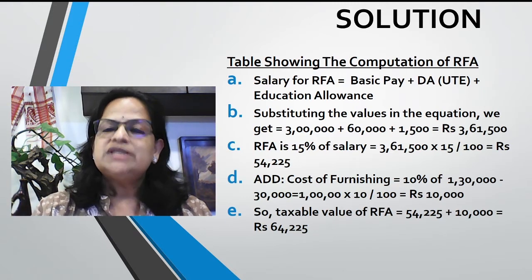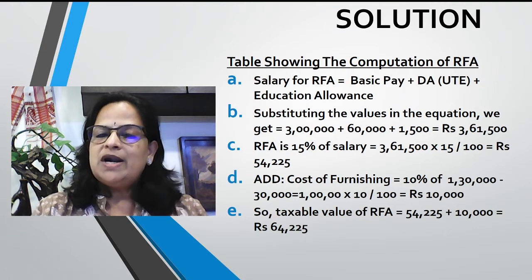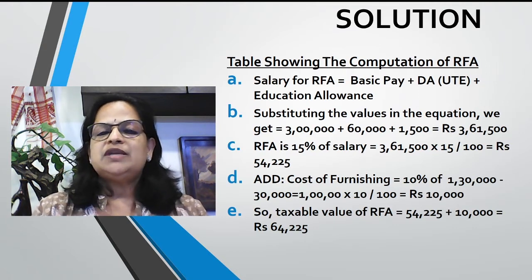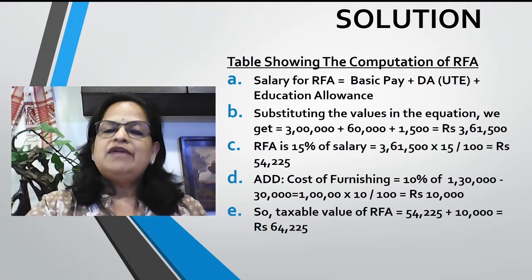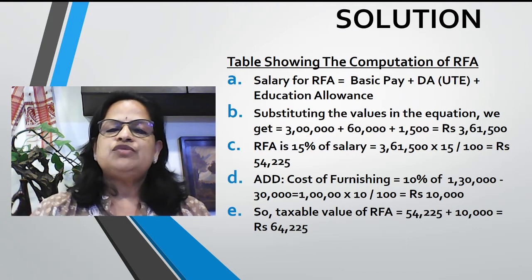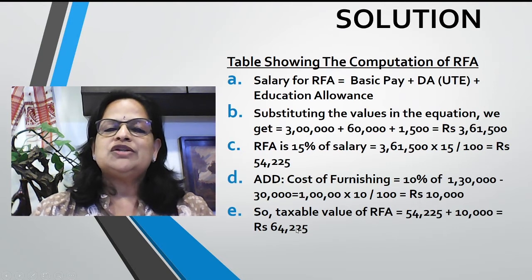But 30,000 he has furnished one room for official purposes. So 1 lakh into 10 by 100, 10,000. Taxable value of RFA is, RFA value we already got 54,225 plus 10,000 for cost of furnishing, 64,225. Now this value I can put in the gross salary statement.